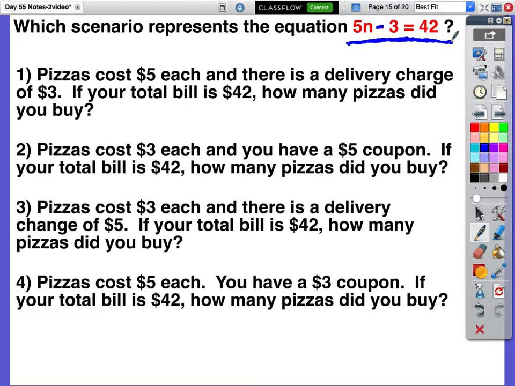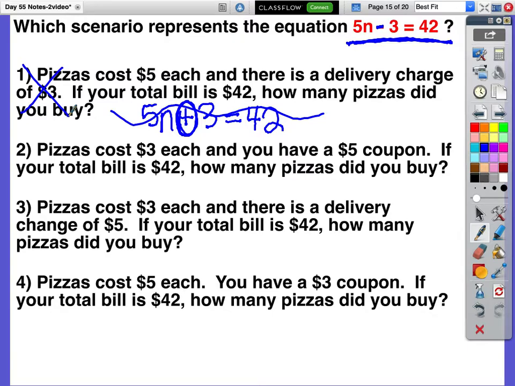All right, so, well, let's do this. If pizzas cost $5 each, what variable are we using? All right, it tells us, maybe we'll just use an n here. I don't know. And there is a delivery charge of $3. So the number of pizzas, or the cost of the pizzas, plus the delivery equals our total, which is 42. Is that what the problem is asking us? No, because this right here makes this not a correct answer choice. So number 1, no. All right, let's look at number 2.